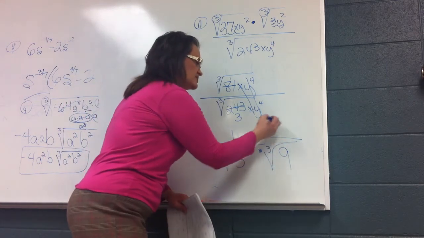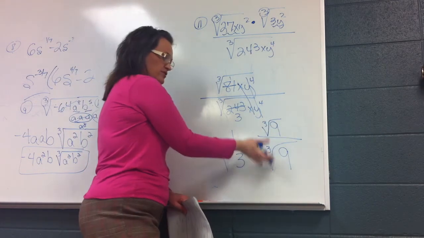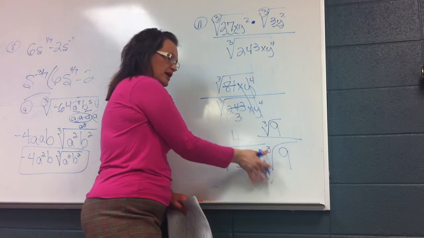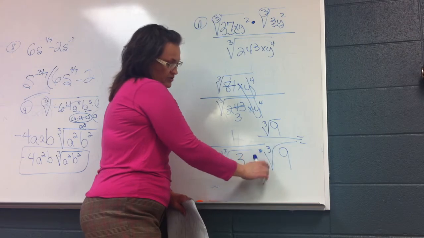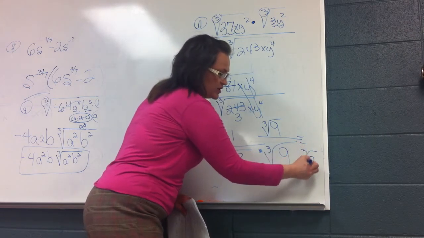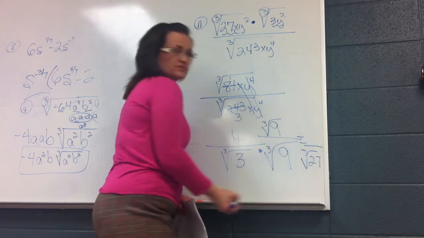Do the same thing to top and bottom, right? Whatever you do to the bottom, do to the top, keeping the balance on our fractions always. So cube root of 3 times cube root of 9 is cube root of 27.